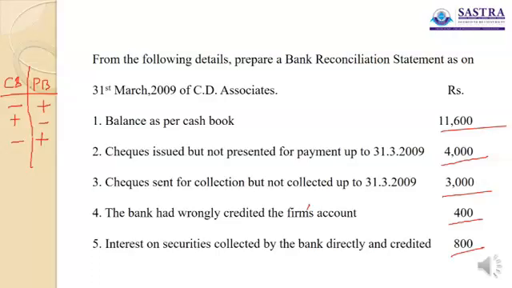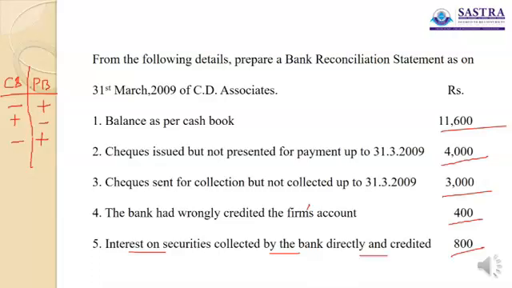Then the interest on securities collected by the bank directly and credited directly into the account of the trader. This is an interest income which has been received by the bank directly as per the instructions of the trader. He might have informed the bank that these are all the investments and securities for which I have given this account number, so that it will be credited to the account, and you please bring it to my notice at the end of every specific period, so that I would be entering it into my cash book. This is also one kind of standing instruction for the receipt from securities, investments, bonds or mutual funds, whatever it is.